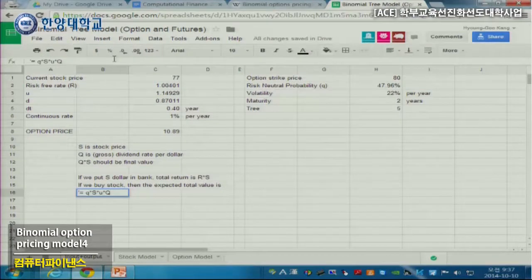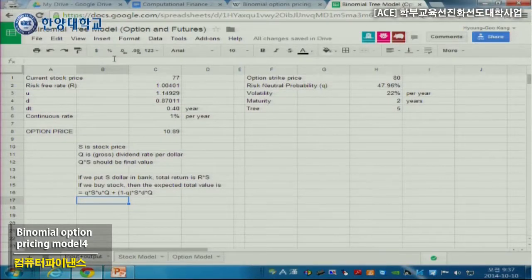When S is stock price, S multiplied by U is now our capital gain. But that is not everything. We additionally receive dividend, so we have to multiply by the total dividend Q. And when stock price goes down, which occurs with probability 1 minus small q, this is a capital gain, and if we multiply dividend, then it is something like this. In the risk neutral world, both of them should be exactly the same, right?